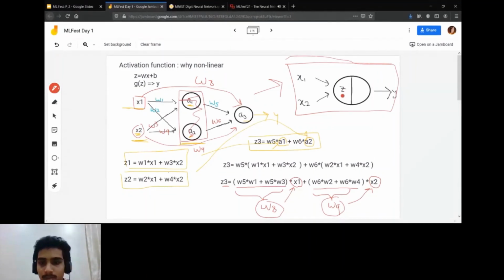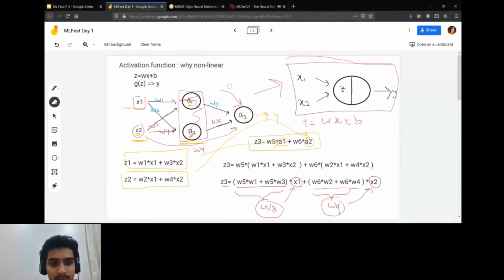What is a perceptron? We saw a perceptron was some weight times x plus b. That's what our perceptron was giving. So basically this whole neural network without any activation function behaves like a perceptron. That is why we need non-linear activations.